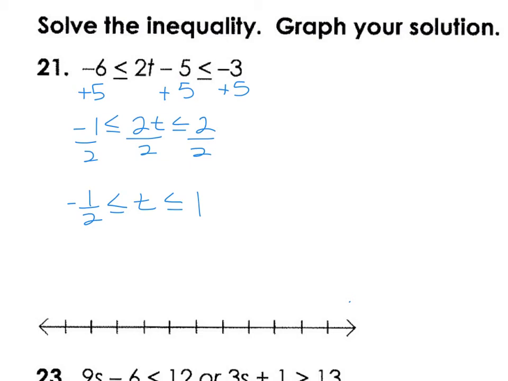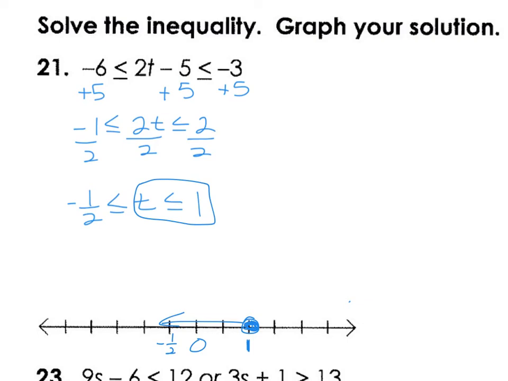Now to graph this, we can graph one part very easily. The part that we can graph really easily is this part right here, so I'm going to just graph that part. Here I have, we'll call this one 1. And this would be a closed circle or shaded in circle, and the direction is going in this direction. So then we go 1, this would be a half, this would be 0, this would be negative 1/2.